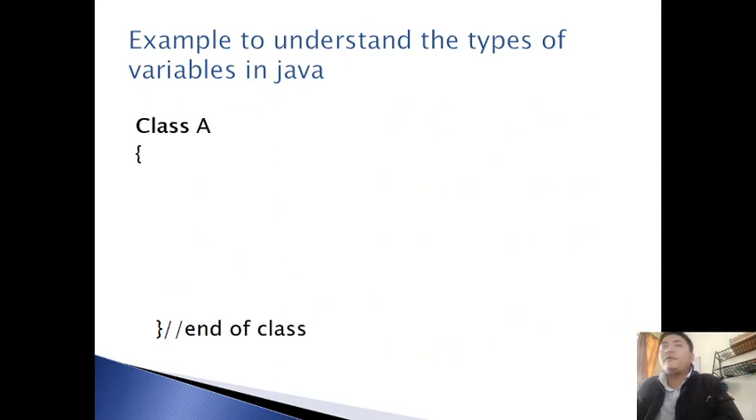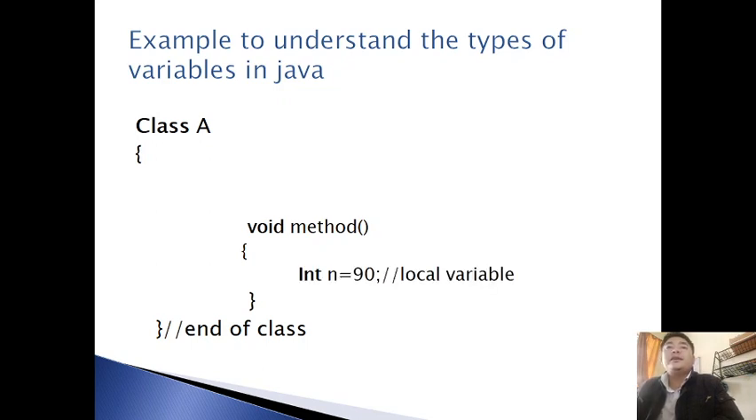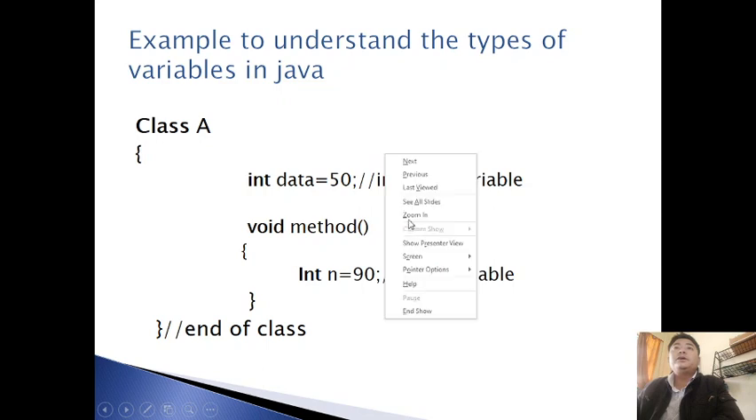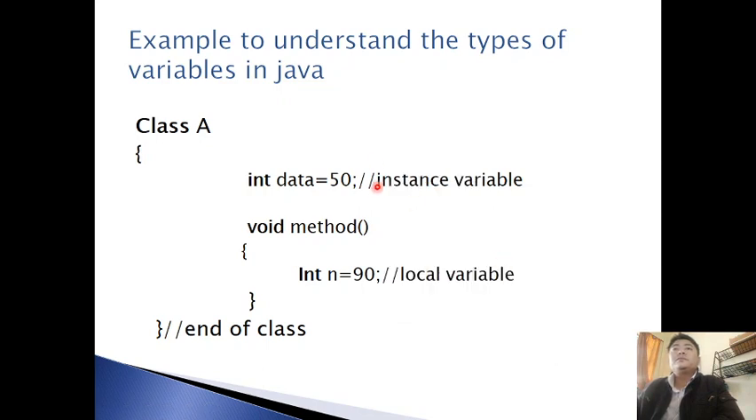So just a recap of it. Suppose there is a class A and there is a method. Inside the method we have declared the variable int n equals 90, which is an example of a local variable. If we declare any variable inside the class but outside the method, that is, int data has been declared inside the class but outside the method, this becomes an example of an instance variable. And any variable if you declare it as static is known as a static variable. So we have given some number in all three.